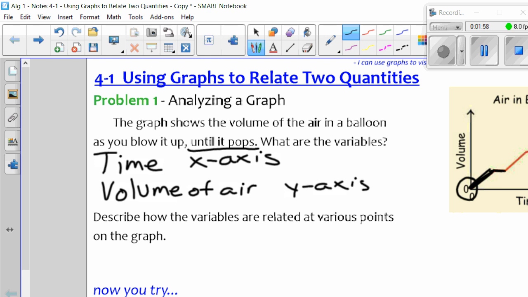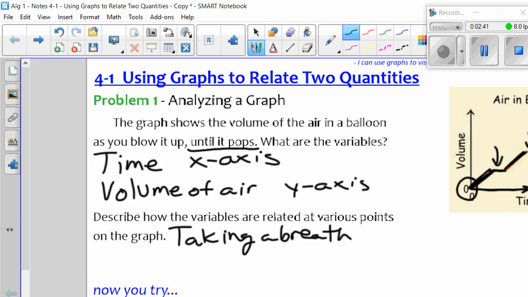But at this point, if you're looking at this, time is continuing without stopping, but the volume of the air stopped. So I think at that point, I'm taking a breath. So all these other points that are kind of flat, the time is still continuing, but the volume is not increasing at those points. So it must be I'm taking a breath at that point to get more air into the balloon. You'll notice that after I take a breath, the volume starts to increase again, okay?